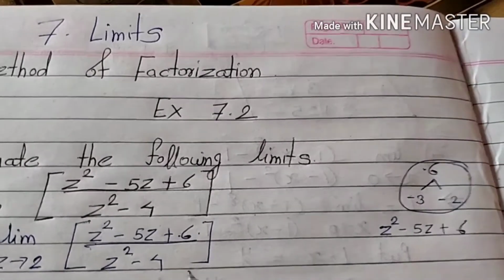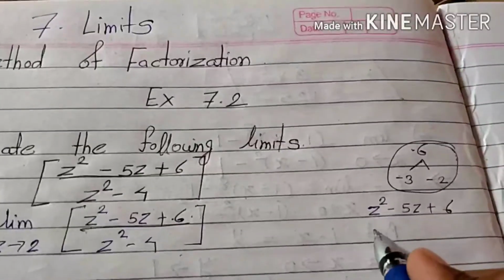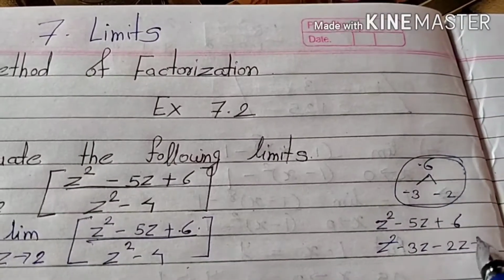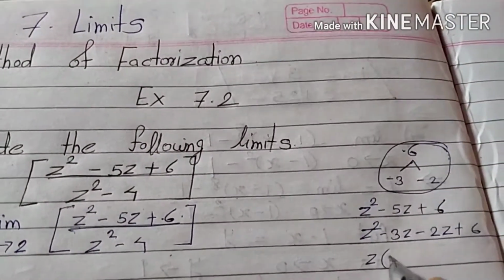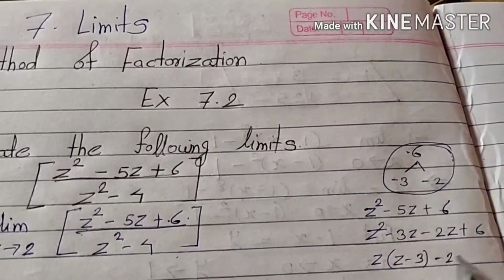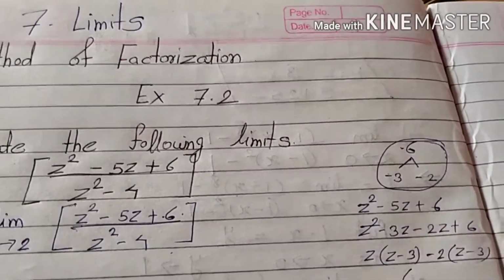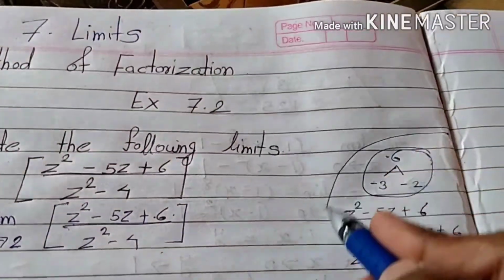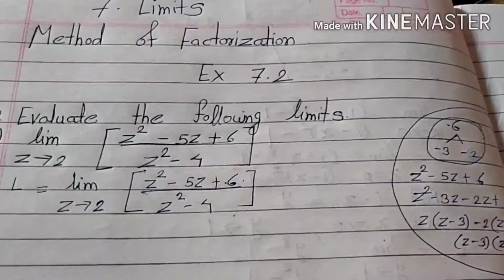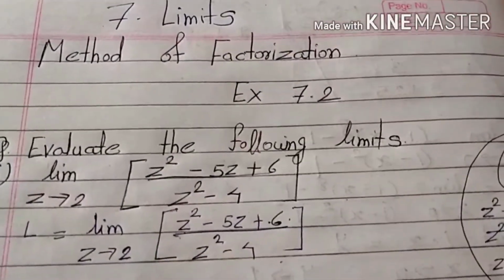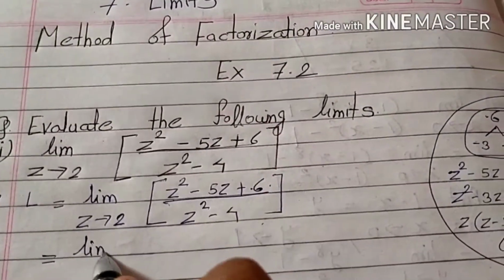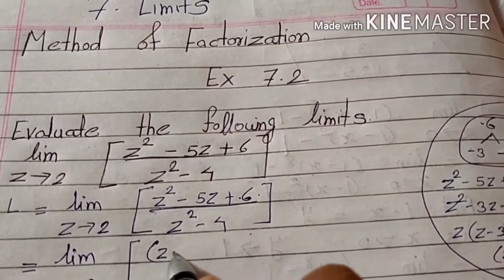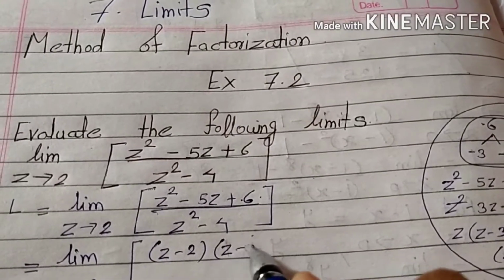There is no need to simplify in this example. So it is minus 3z minus 2z plus 6, z common, z minus 3 minus 2, here also z minus 3. So z minus 3 and z minus 2. It is only for your understanding, okay? No need to write here. So limit z tends to 2. The factor is z minus 2 and z minus 3.